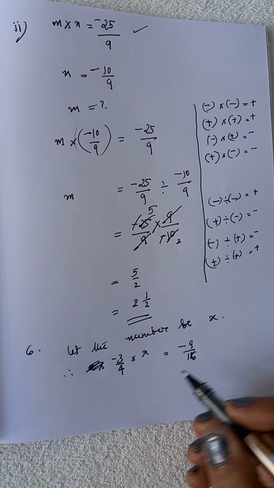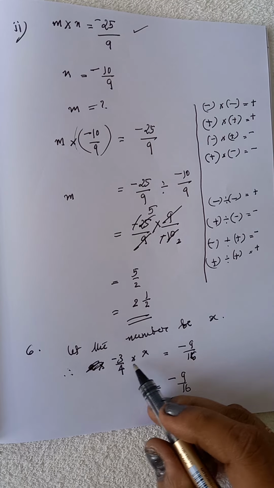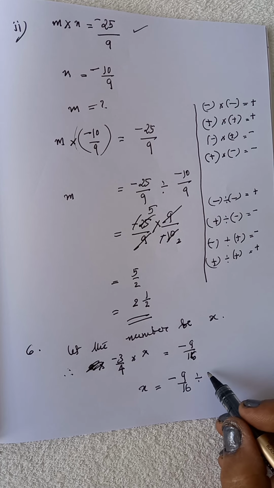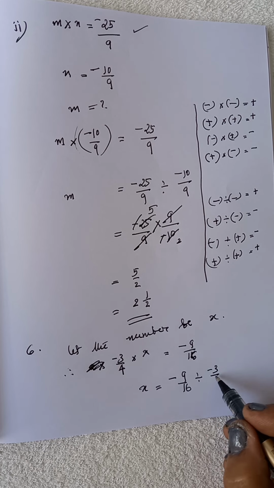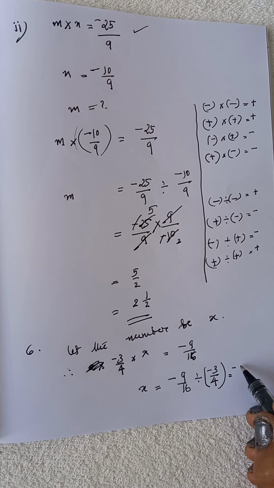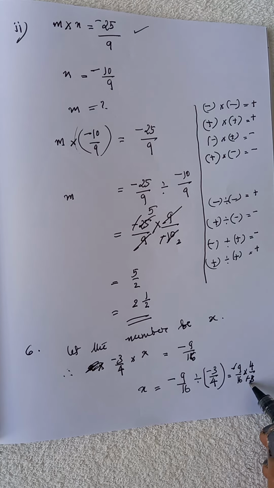So what is x? x is equal to what is on the right side, minus 9 by 16. It is multiplied here by minus 3 by 4. We want to take it to the right side, so it is divided by the same number, minus 3 by 4. Now that is equal to minus 9 by 16 into 4 by minus 3. Minus and minus cancel, 3 and 9 can be cancelled 3 times, 4 and 16 can be cancelled 4 times. So that is equal to 3 by 4.